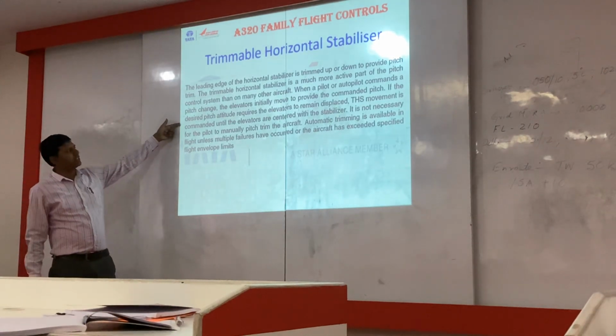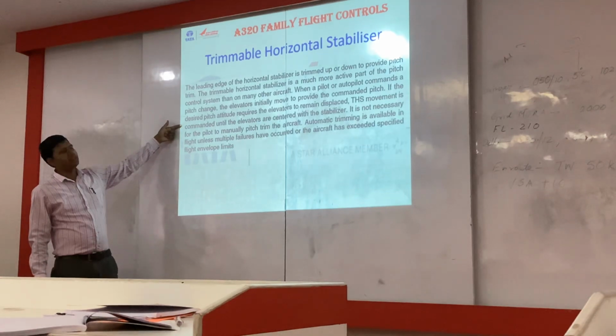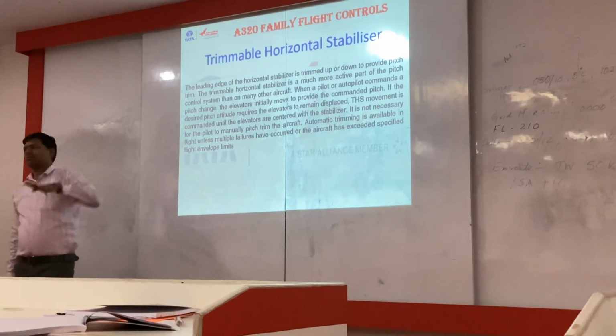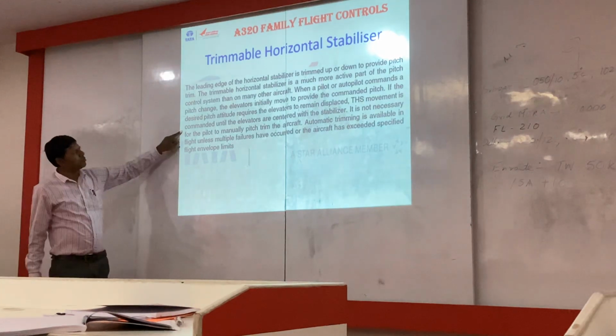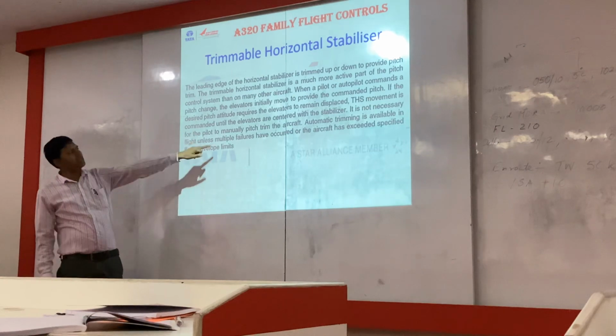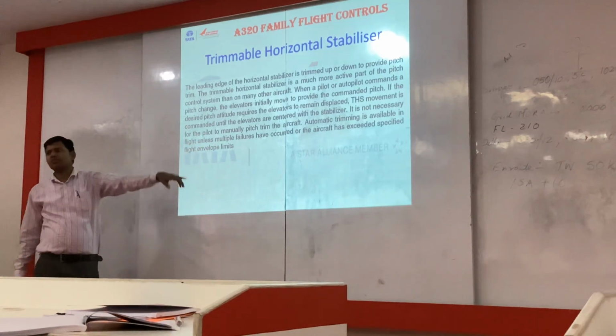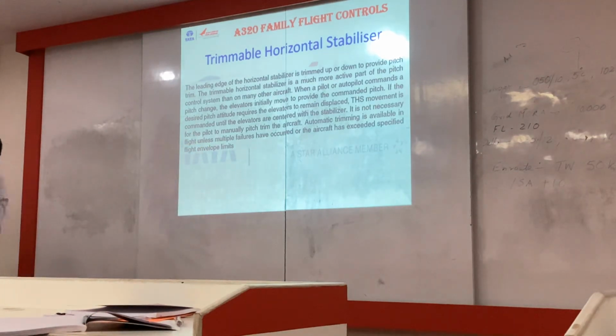If the desired pitch attitude requires the elevator to remain displaced, say we want 4 degrees to be maintained, so it has to be displaced to that 4 degrees. THS movement is commanded until the elevators are centered with the stabilizer. So basically, it will move the THS accordingly to maintain the 4 degrees.